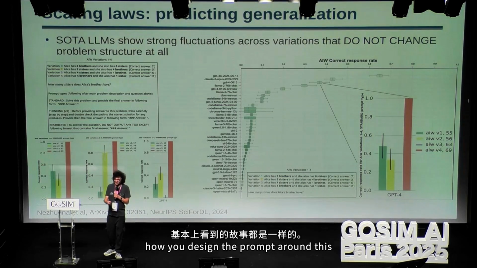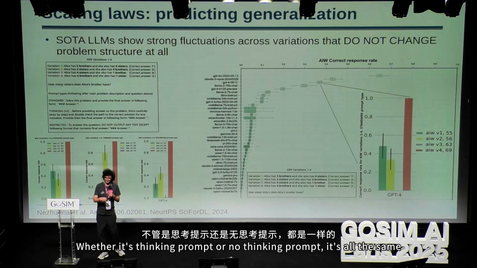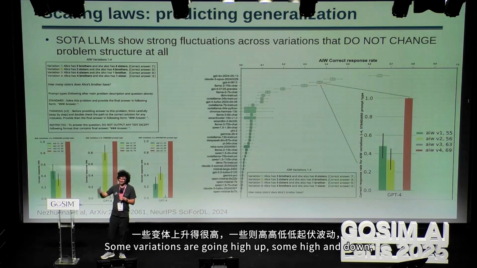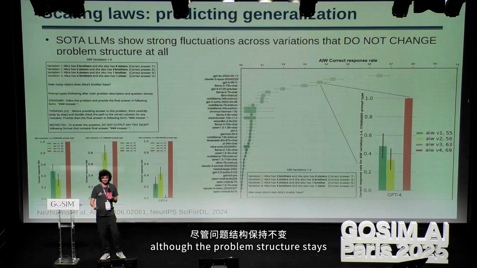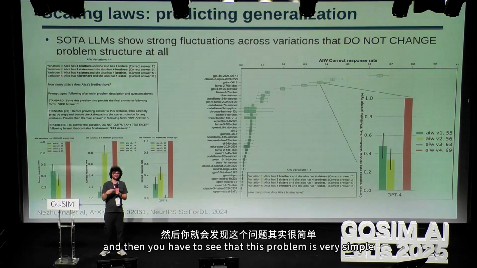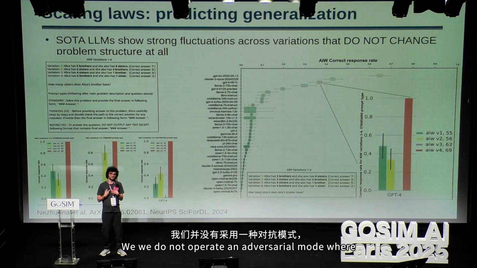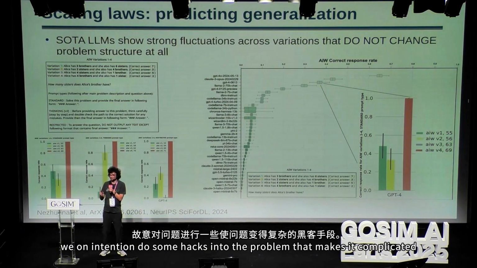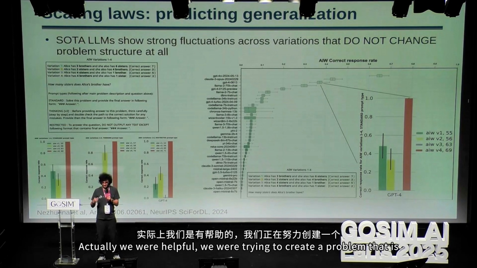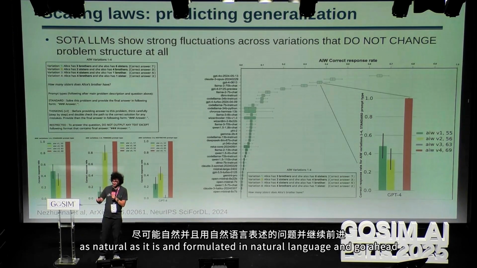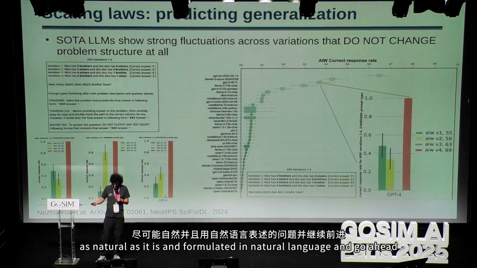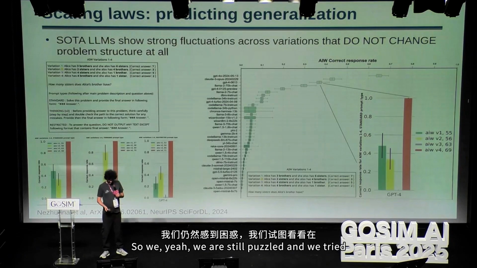No matter how you design the prompt around this, whether it's a thinking prompt or no thinking prompt, it's all the same. Some variations are going high up, some high down, although the problem structure stays. And you have to see that this problem is very simple. We do not operate here in adversarial mode where we intentionally do some hacks into the problem and make it complicated. Actually, we were helpful. We were trying to create a problem that is as natural as it can be and formulated in natural language.